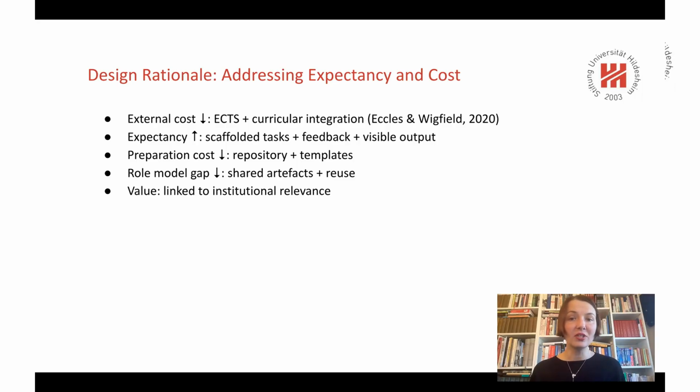ECTS accreditation and curricular anchoring or integration reduce external costs by aligning participation with already existing study requirements. Scaffolded tasks, feedback, and visible output support expectancy by making success experiences more accessible for pre-service teachers. Repositories and templates reduce preparation costs and increase orientation. At the same time, shared artifacts help address the lack of role models reported by pre-service teachers, which we identified in our empirical data quite prominently. Importantly, the design does not aim to increase value directly, but to align existing value with institutional and disciplinary relevance.